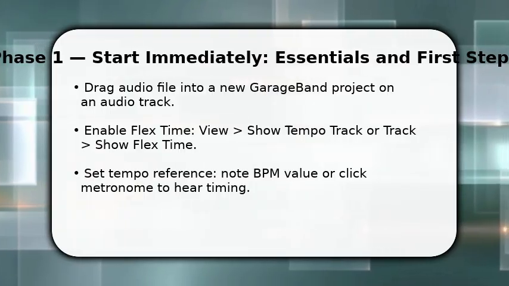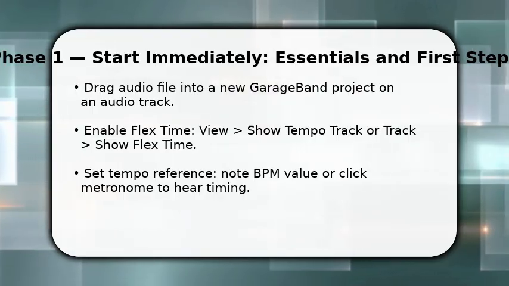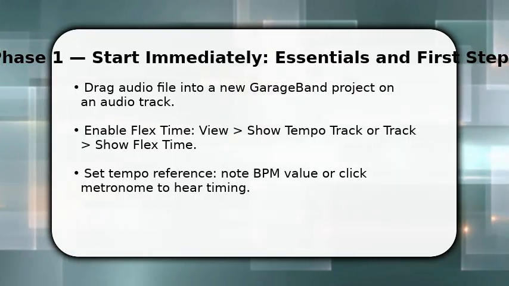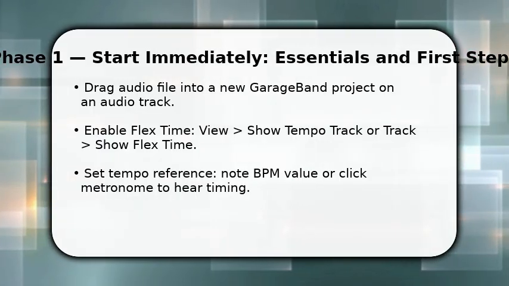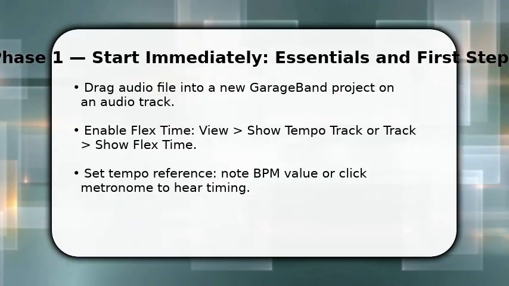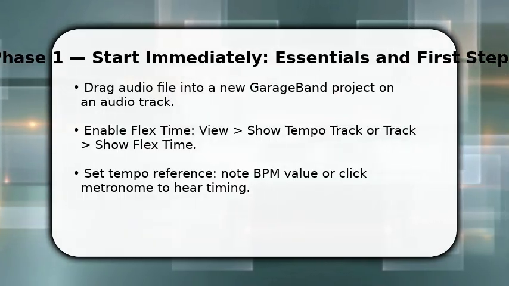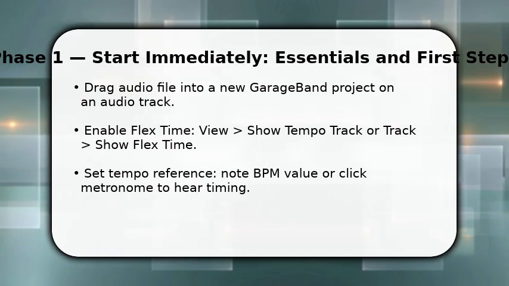Make sure the tempo ruler matches the clip by setting the project BPM to the track's original BPM. This aligns grid and transient markers. You'll hear the metronome and see transients. Use them to confirm beats, because accurate alignment prevents timing drift later.